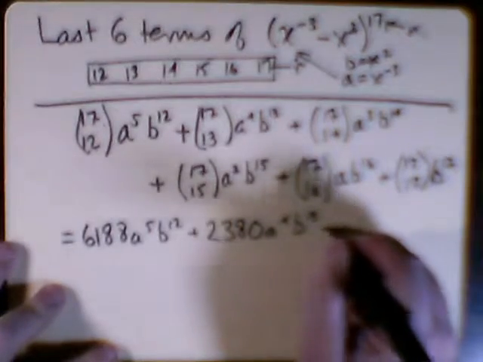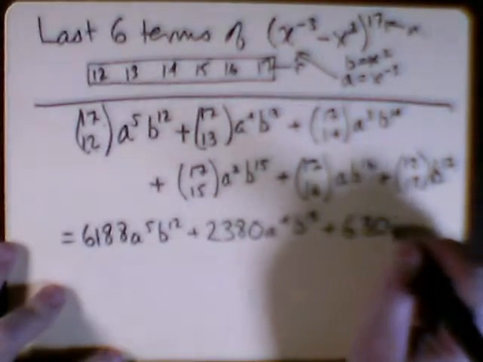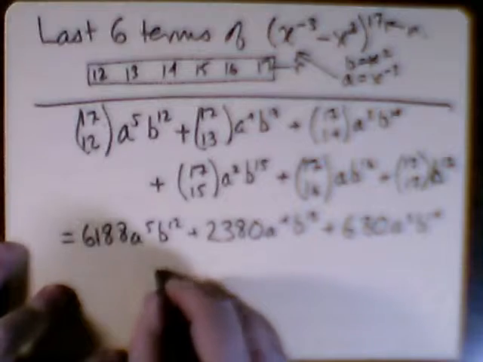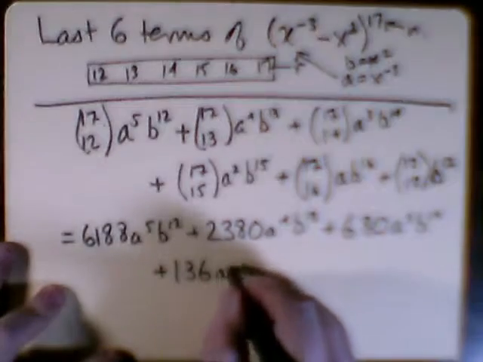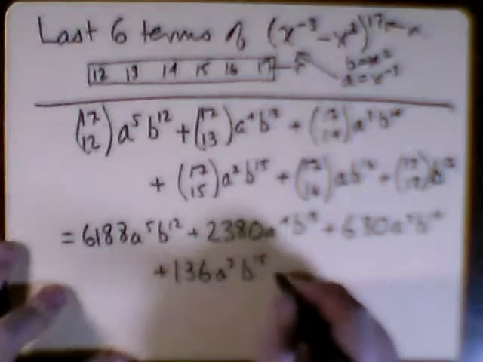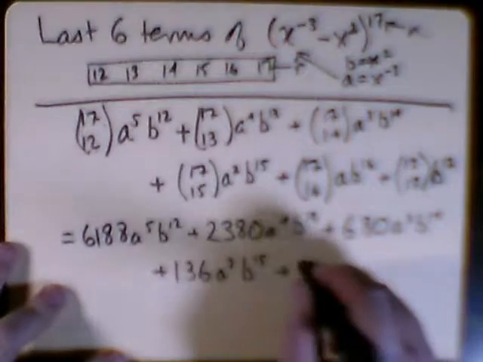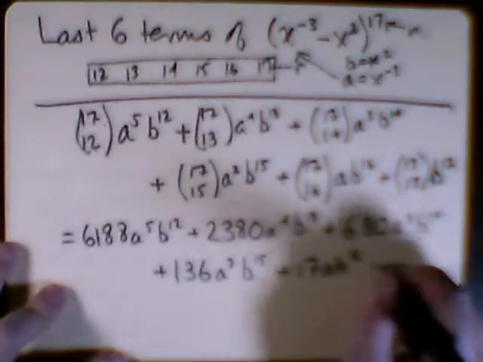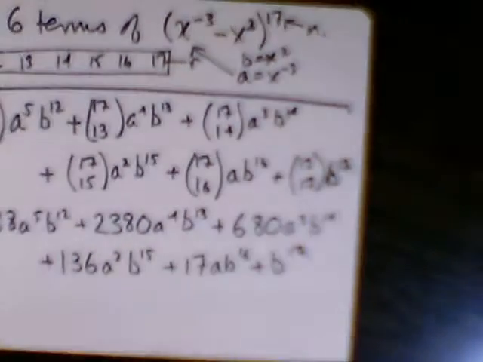a to the fourth b to the 13th plus 17 choose 14, 680 a cubed b to the 14th plus 17 choose 15 is 136 a squared b to the 15 plus 17 choose 16 is going to be 17, I believe, if I'm not mistaken. Oops, I did 116 there, but it's 17 a b to the 16. And finally, 17 choose 17 is just 1, and that's going to be plus b to the 17.